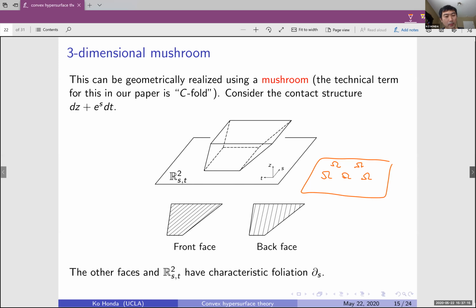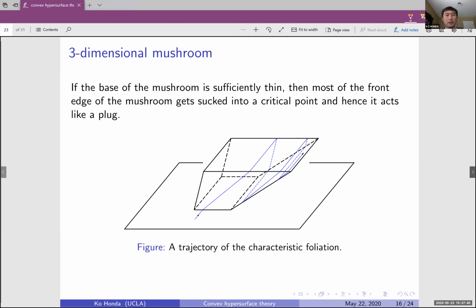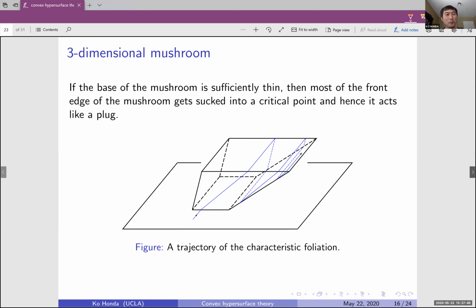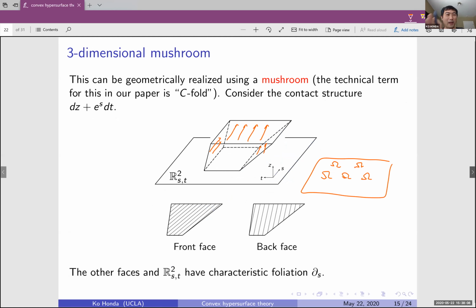And the comment on the bottom is that the other faces of this C-fold, the top face still has characteristic foliation DDS, and the side faces also have characteristic foliation DDS. The front face has a certain slope, and the back face is tilted a little bit more. If you look at the dynamics, and the base of the mushroom is sufficiently small compared to the rest, then you follow the trajectory: go front, and then go straight to the back. The important thing is that the front face is sloped less than the back face.